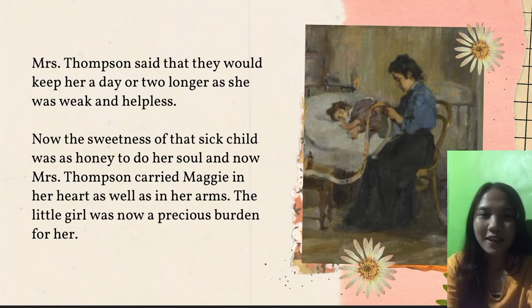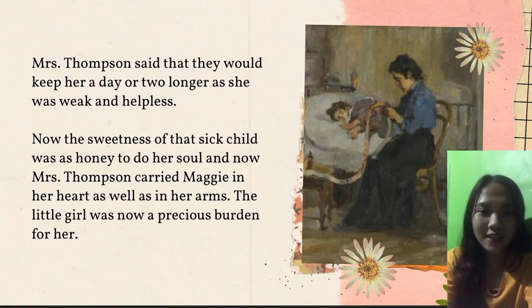Indeed, he had an angel in his house, disguised as a sick, helpless, and miserable child who had filled all the dreary chambers of his house with the sunshine of love. Maggie brought great happiness in the life of the couple. So that's the end of the story.